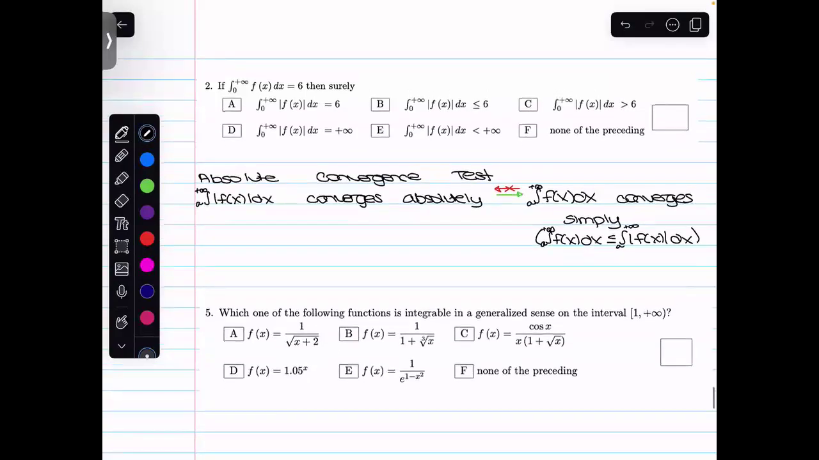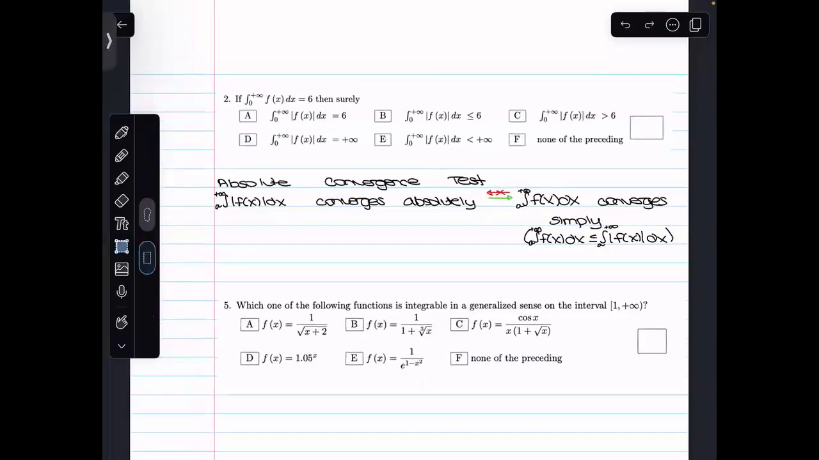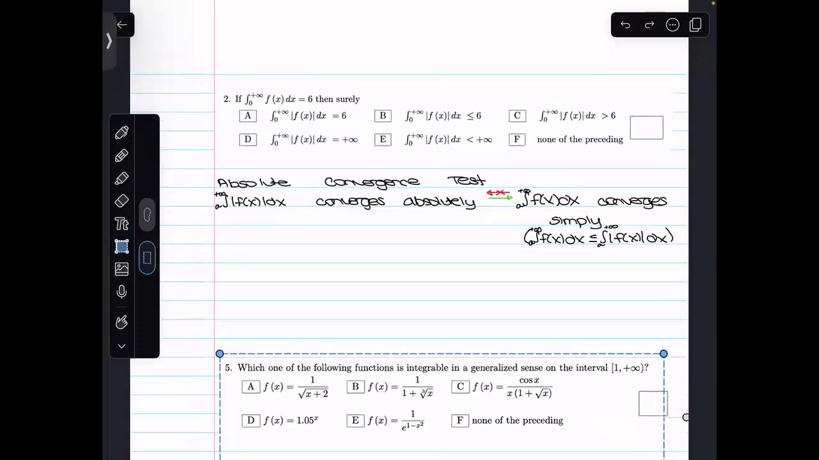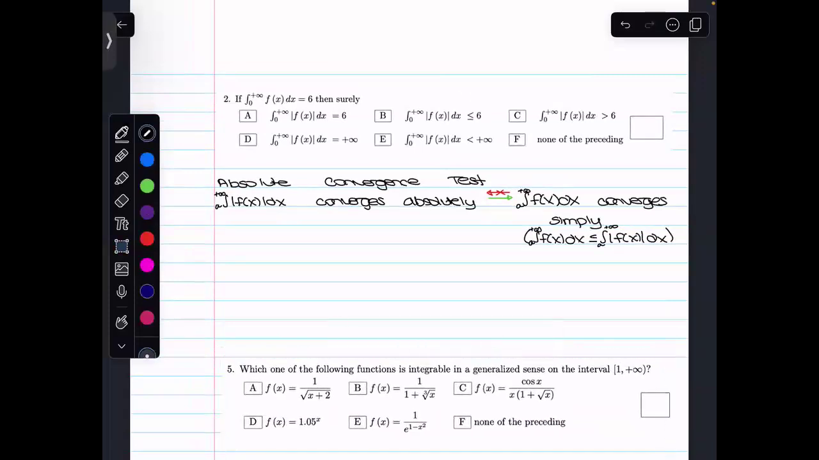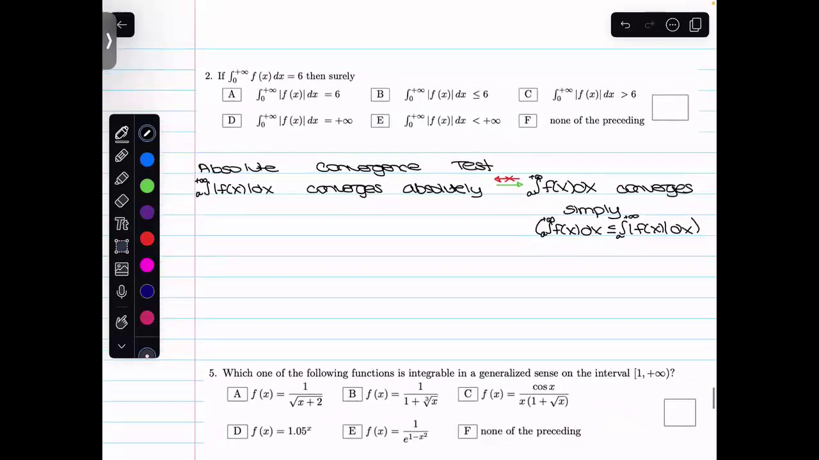So notice how here they're actually telling us kind of the reverse, that the function without the absolute value converges to 6. So this is actually looking at it like this. And so we cannot guarantee that the one with the absolute value is going to converge, because it doesn't work in that direction. So we cannot say anything regarding convergence or divergence. It could do either.